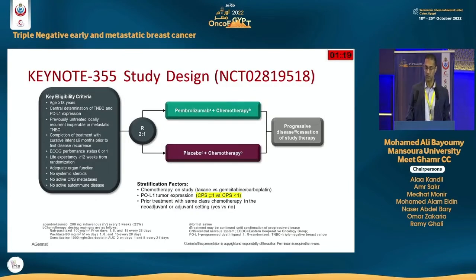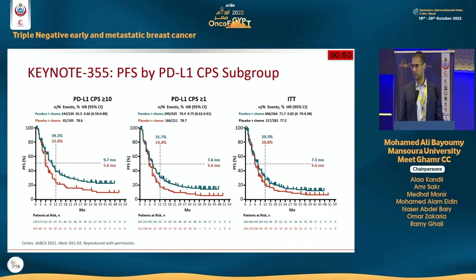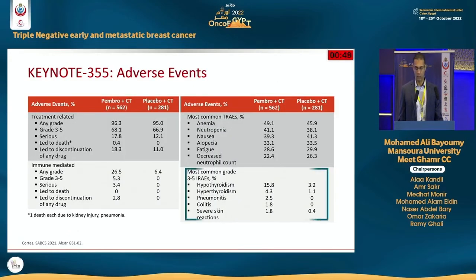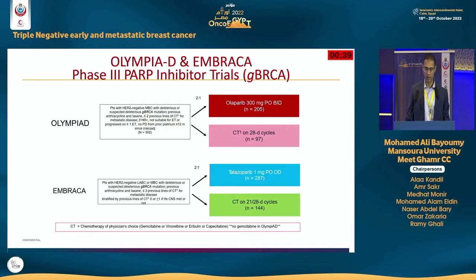The same is also seen in the Keynote 355 study, but with another method for detection of PD-L1, which is the CPS, because here the patients receive pembrolizumab plus chemo. Still, you can find a significant improvement in overall survival, especially in patients with CPS of 10 or more, having 10 or more expression of PD-L1 according to the CPS method, regarding overall survival and also progression-free survival. I know that immune-related events will be more frequent with immunotherapy versus chemotherapy alone.